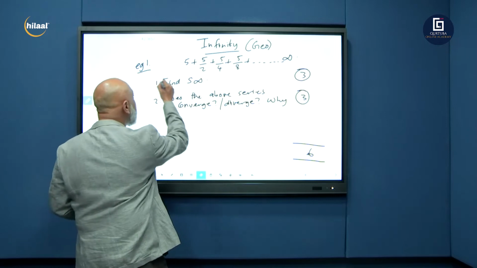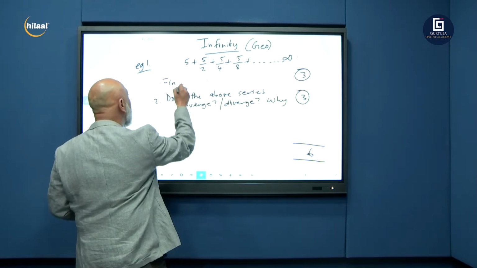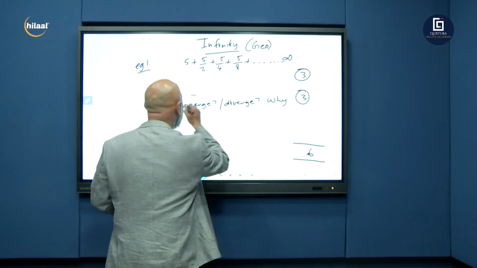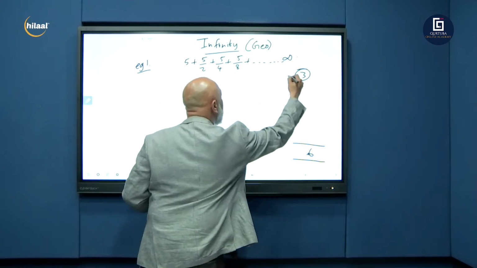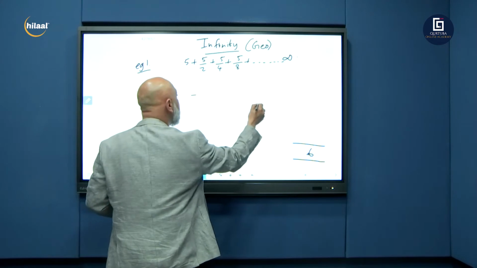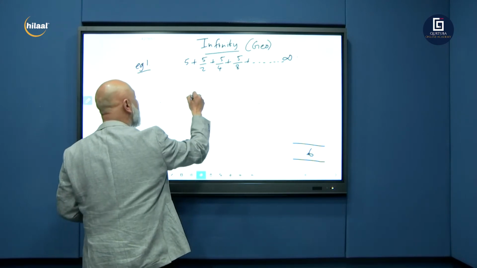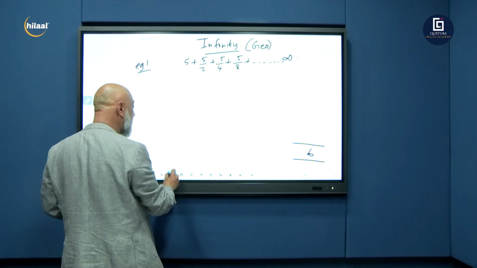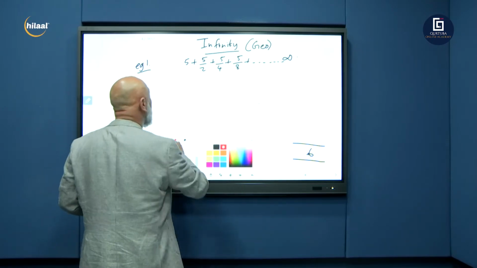Let's go and answer question number 1. Let's find the sum to infinity. Right, let's take that out, and then we'll answer the second question: does the above series converge or diverge? Let's take that out. Let's go back to our pen and let's take out a red pen for our answer.